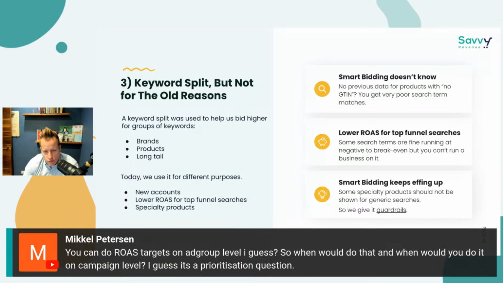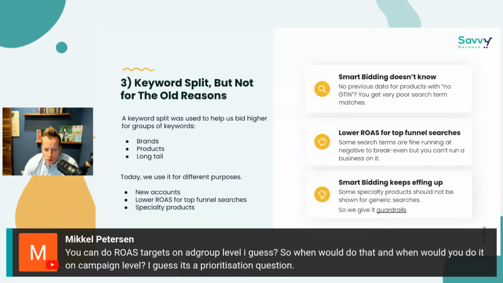Going back to the ad group level, you can have ROAS targets at ad group levels. So when would you do that, and when would you do it on campaign level? I never use ad group level ROAS targets. I can never see the sense in doing that, because if I want to run a different ROAS target for a specific ad group, I will typically have it in its own campaign.